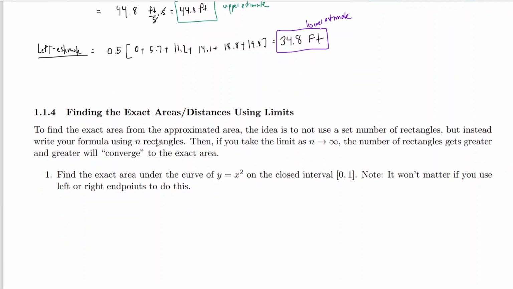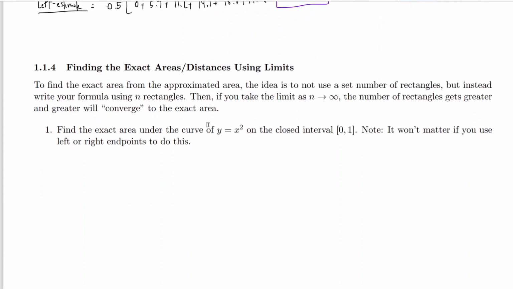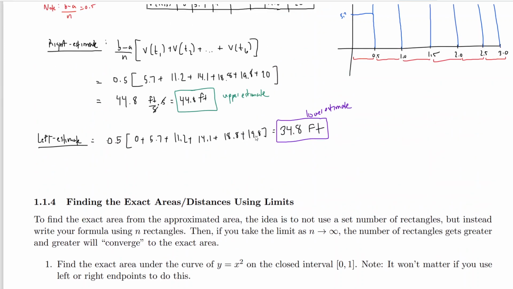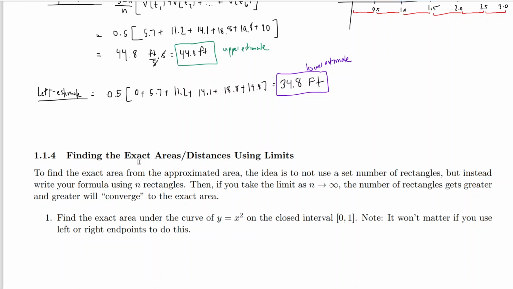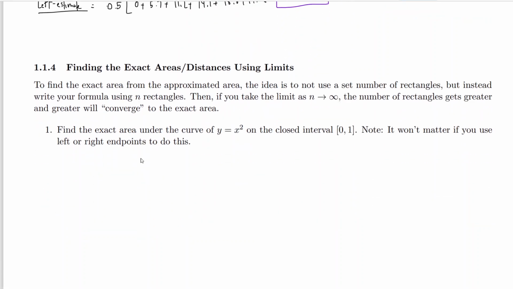All right. And for this, I had a little picture here from a website that I think explains it a lot more. But to really explain the background real quickly, it says to find the exact area from the approximated area, the idea is to not use a set number of rectangles, but instead you write your formula using n rectangles. All right, so in this one we had 6. In a previous example, I believe we did 4. In the starting example of the section, we had 3. But you don't want to specify how many rectangles you have. You want to say there are n of them.